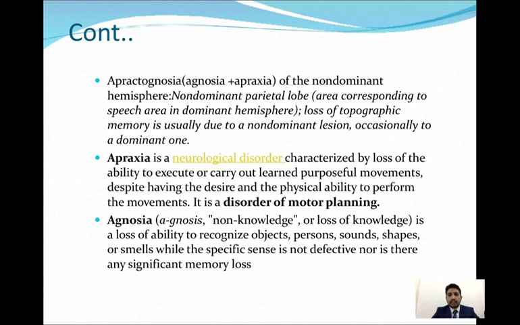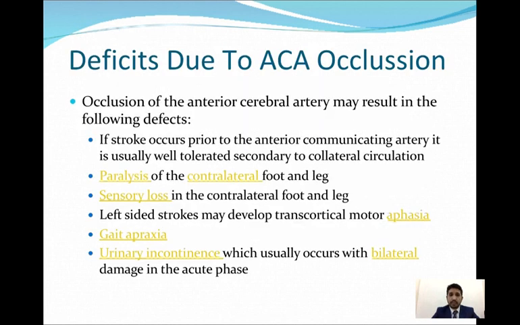So the objects that you can normally recognize become unrecognizable. And apraxia: the movements or things that you had learned how to do, you forget how to do them. Then comes the anterior cerebral artery occlusion.